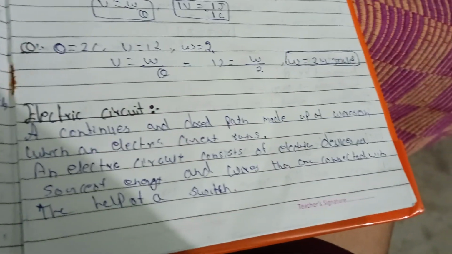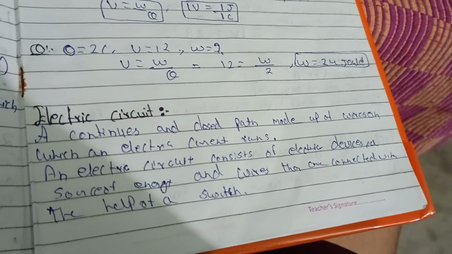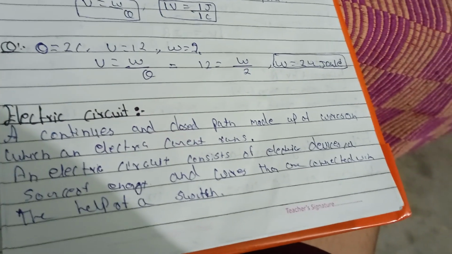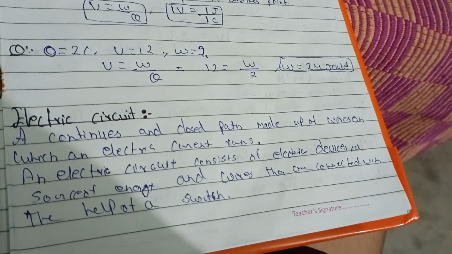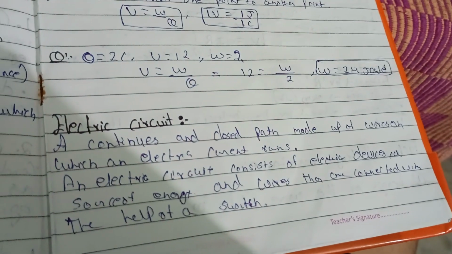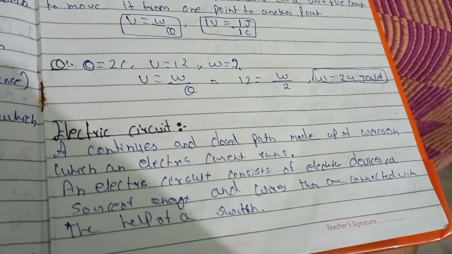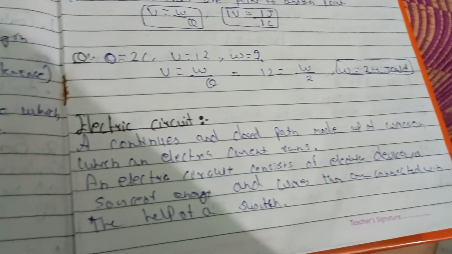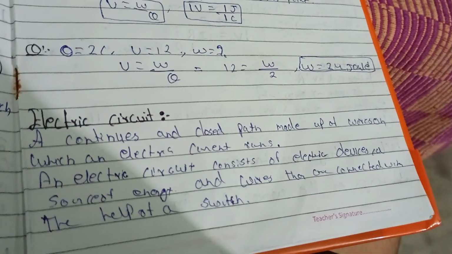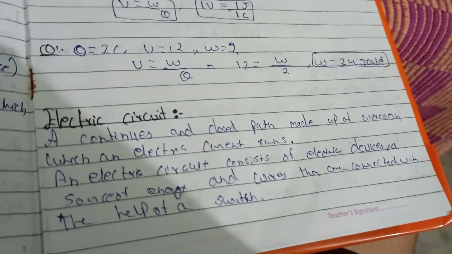Electric circuit. An electric circuit is basically a continuous and closed path made up of wires in which the electric current runs. An electric circuit consists of electric devices like a source of energy and wires, connected with the help of a switch. It's very common.